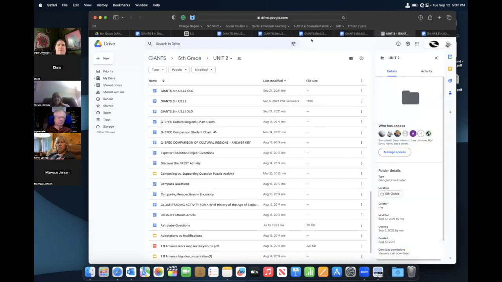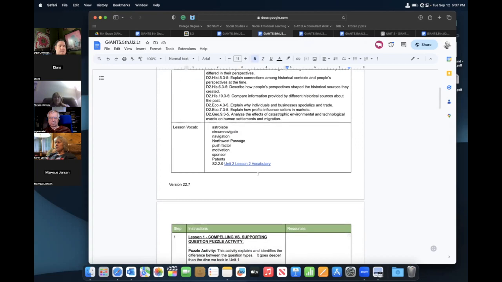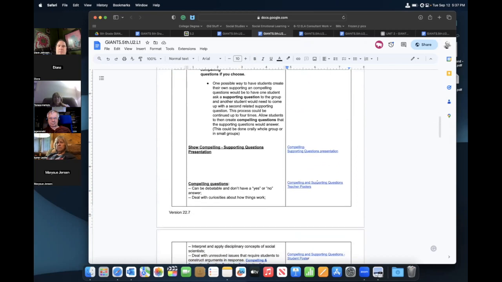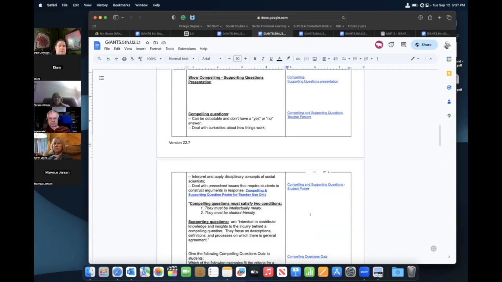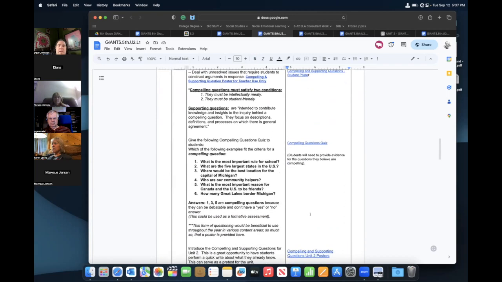As far as Unit 1, Lesson 1 goes, this is where we really get into the push factors that led Europeans to leave. And we have another activity here on compelling and supporting questions if you want to do it here. This one is completely optional. It is actually very, very similar to one that is in 4th grade.